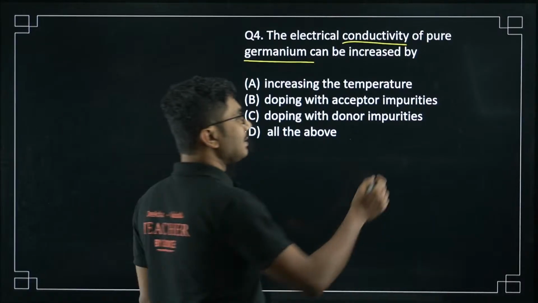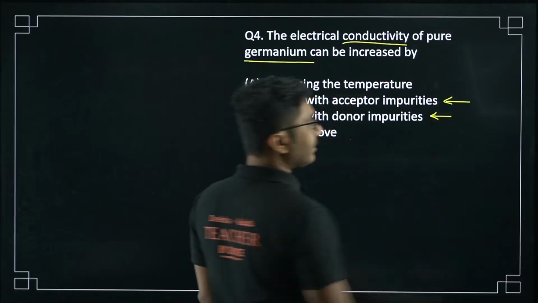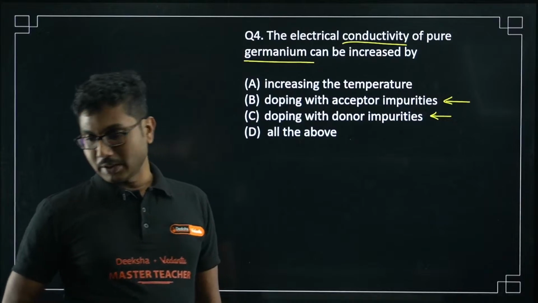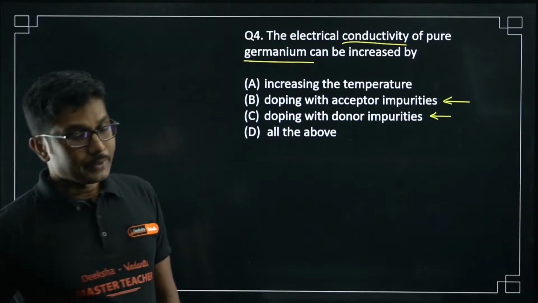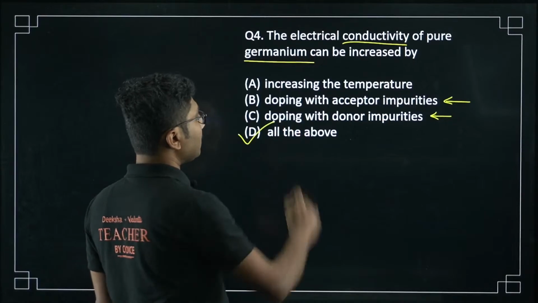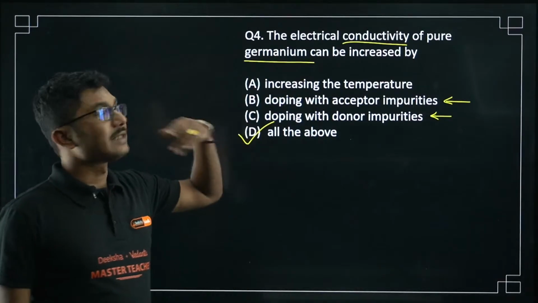Donor impurities basically means n-type semiconductor, acceptor impurities means trivalent, that is basically p-type semiconductor. So what will be the answer for this? The answer for this will be all of the above. You can change the temperature and its conductivity will increase.